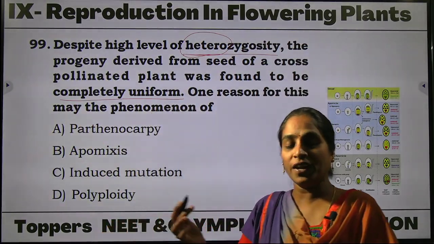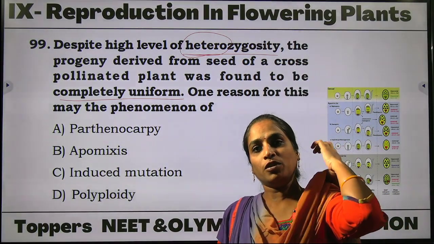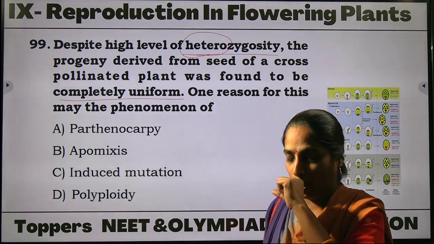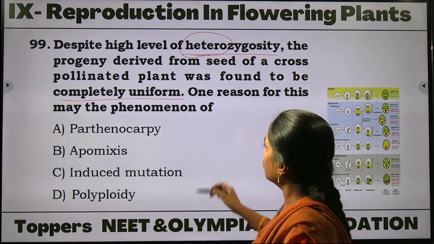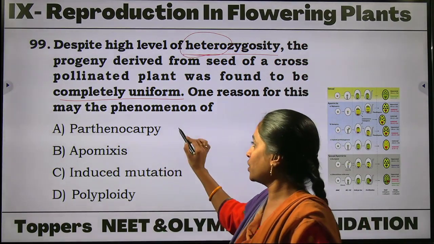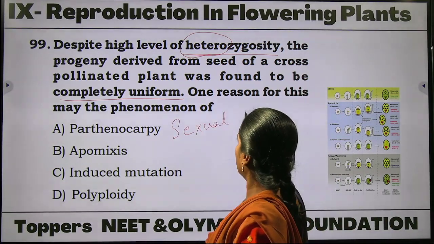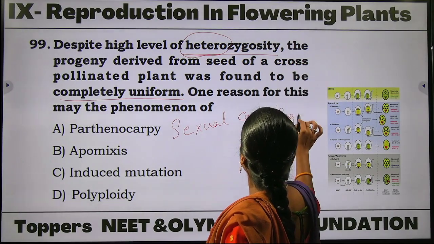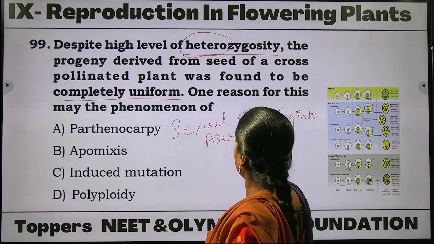whatever the parent contains, the next generation is also following the same type of cell division, same type of formation, same type of fruit formation can be seen in the next generation itself. So what is that process called? Is that parthenocarpy? In parthenocarpy, sexual reproduction will be converted into asexual reproduction.